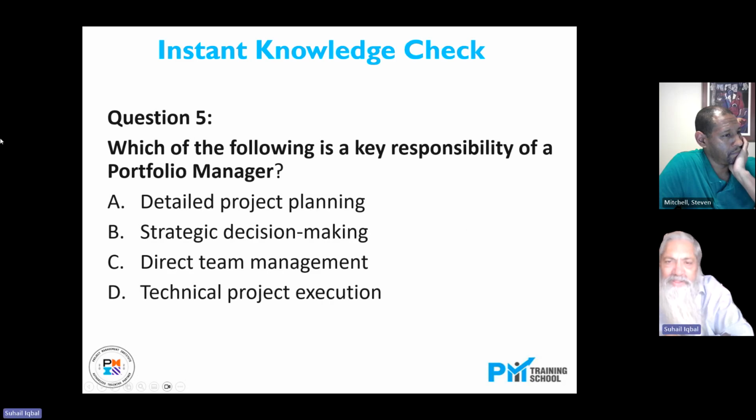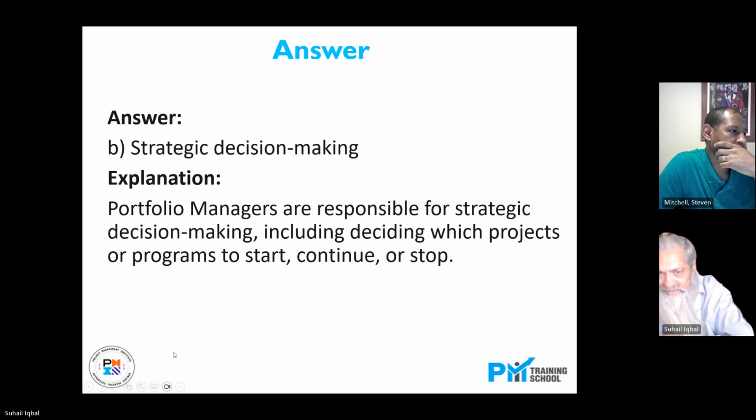Question number 5. Which of the following is a key responsibility of a portfolio manager? A. Detailed project planning. B. Strategic decision making. C. Direct team management. D. Technical project execution. I'll say B, strategic decision making. B is the only correct answer. Portfolio managers are responsible for strategic decision making, including deciding which projects or programs to start, continue, or stop.